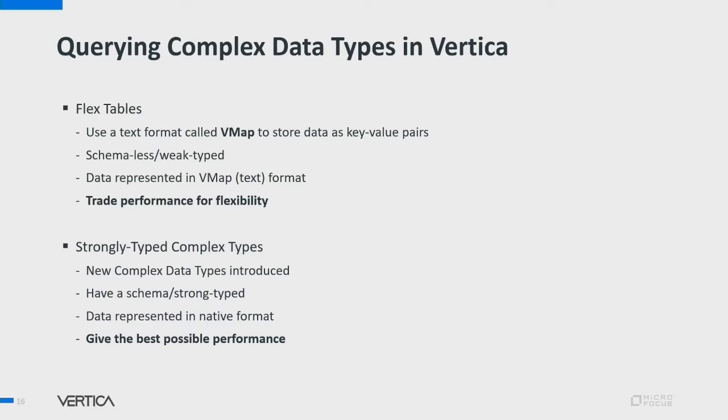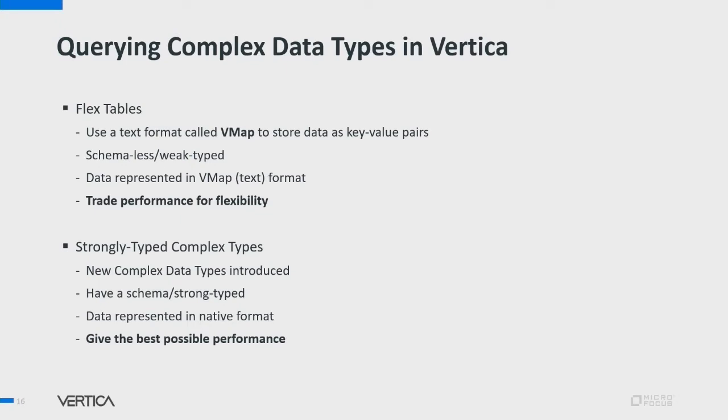Now, say your data is strongly typed, then we have a new feature that we implemented in Vertica, namely the strongly typed complex data types. So we added new types to the Vertica system. And as I mentioned, they are strongly typed, so you can aim for the best possible performance. So we implement them natively in Vertica, similar to other primitive types, and the idea is to get the best possible performance.